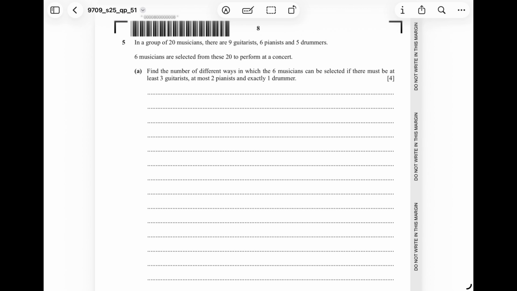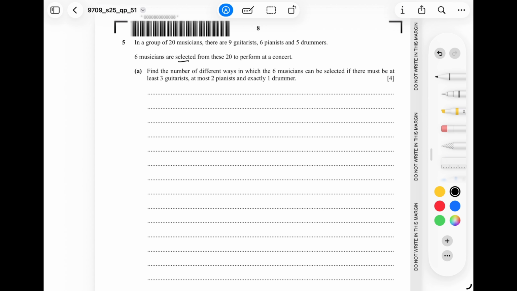Okay, so moving on to question 5. It says, in a group of 20 musicians, 9 guitarists, 6 pianists, 5 drummers, 6 musicians are selected. Once this is selected, you know you're doing combinations. Find the number of different ways they can be selected if there are at least 3 guitarists, at most 2 pianists, exactly 1 drummer. So you have to find how exactly it's going to be.